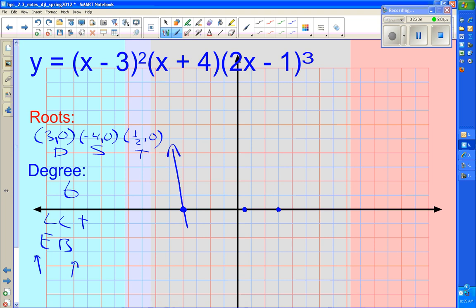We have to turn around to get to the 1/2. What do we do at 1/2? Even, flat. So we're going to come down, turn around. We're going to make sure we're coming over, and then we roll through. And then what do we have to do at the 3? We have to bounce. So when we come through, we're going to roll and bounce. And our end behaviors are both up.